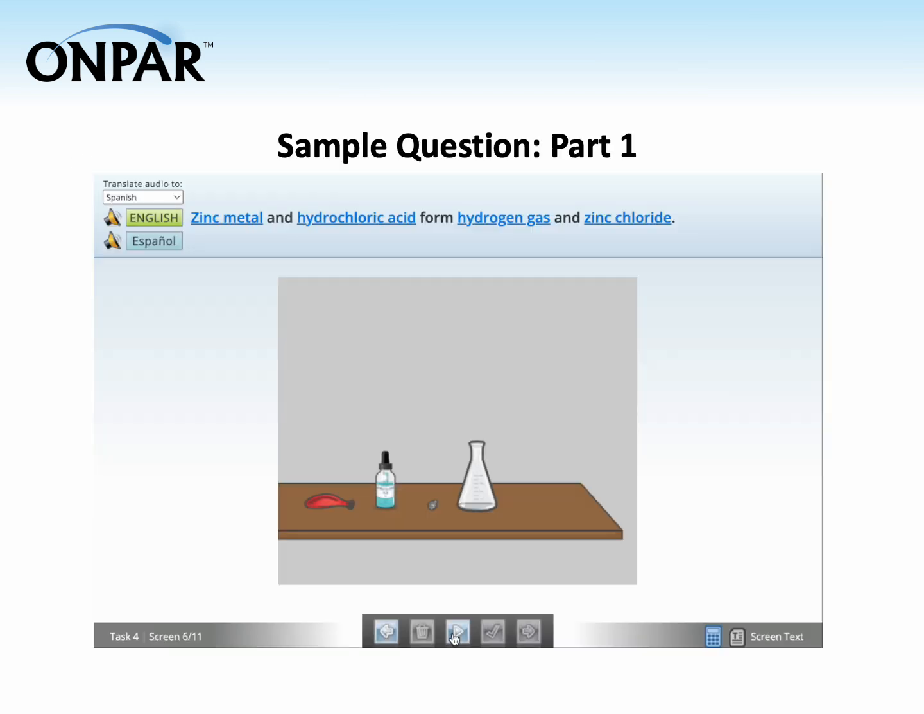Now we're going to take you through part of one of our chemical reactions tasks. The students can see the zinc metal and hydrochloric acid interacting. It's starting to form a gas, and I'm going to watch it fill this balloon, and then it'll be identified as having formed hydrogen gas and zinc chloride.